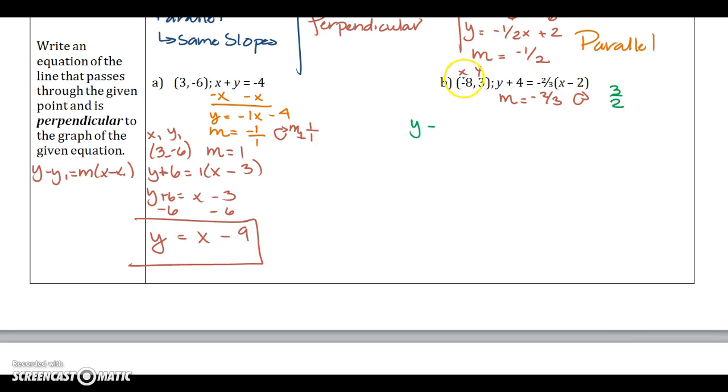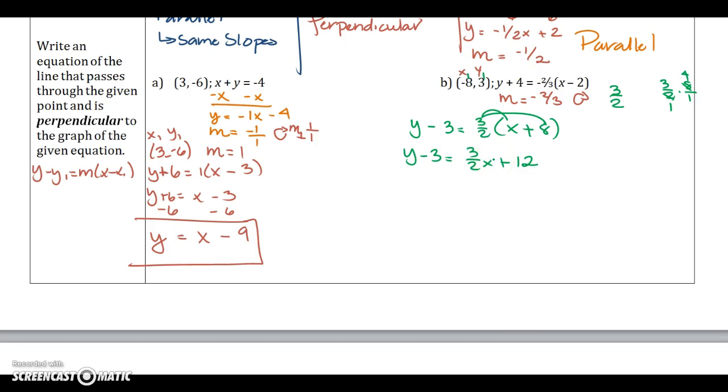So y minus y1, which is 3, equals 3 over 2 times x minus x1. So minus minus 8 will make this positive 8. y minus 3 equals, I'm going to distribute 3 over 2 x, and then 3 over 2 times 8. It's not stressing me out. I hope it's not stressing you out either. 3 over 2 times 8. I'll put it over 1. I like to cross cancel. So this becomes 1 and this becomes 4. So I should get 12. And it looks like it's going to be a positive 12.